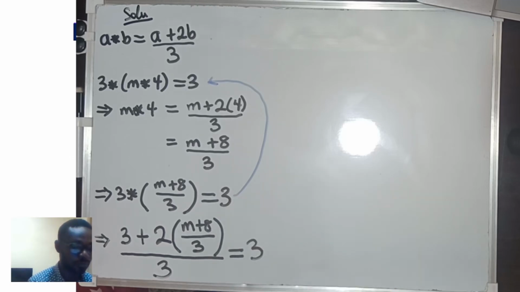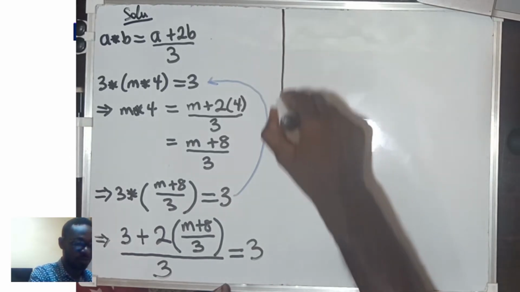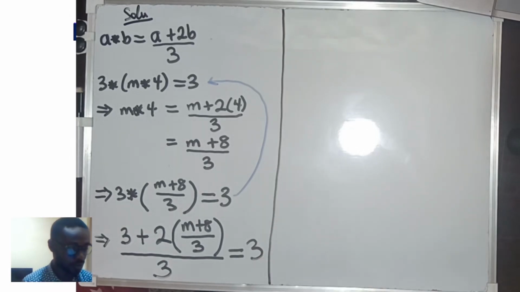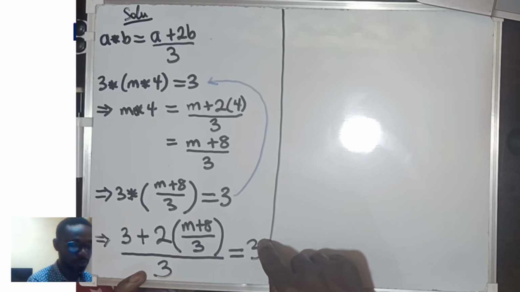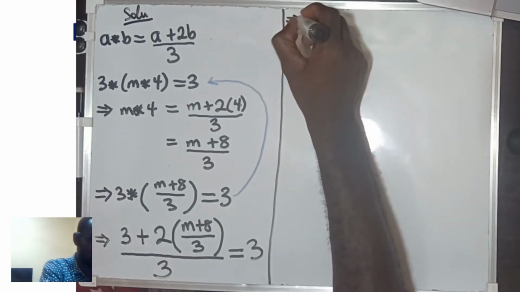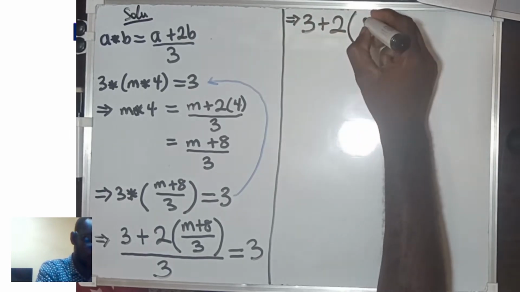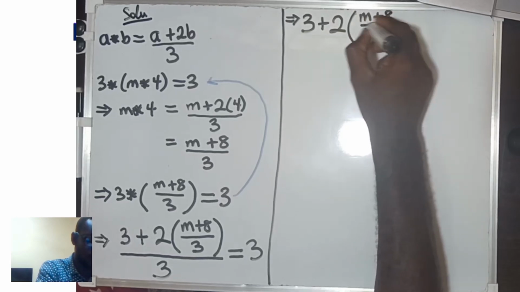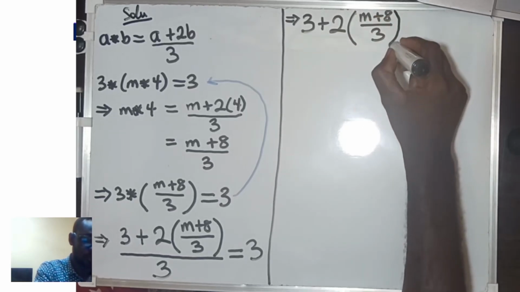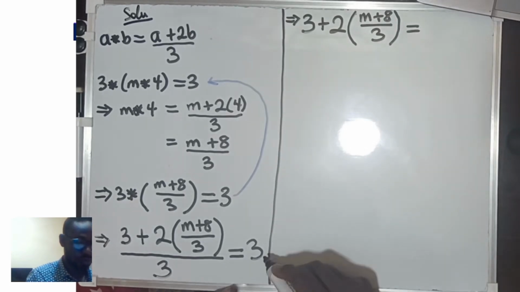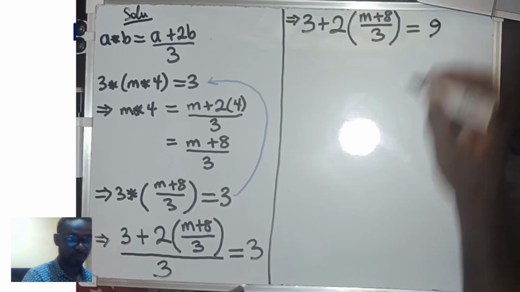So that is what we have here. Let's simplify further. So I can see 3 at the bottom here. Since it is dividing here, I can just multiply both sides by 3. If I multiply both sides by 3, this 3 will cancel out, and then there will be a 3 being multiplied here. So I have 3 plus 2 bracket m plus 8 all over 3 is equal to, now when the 3 multiplies this 3, we are going to get 9 here.